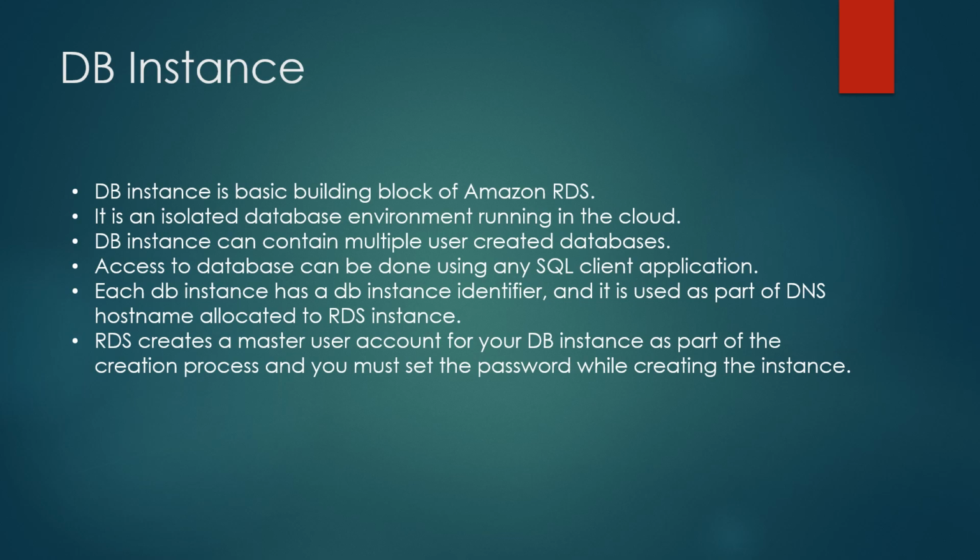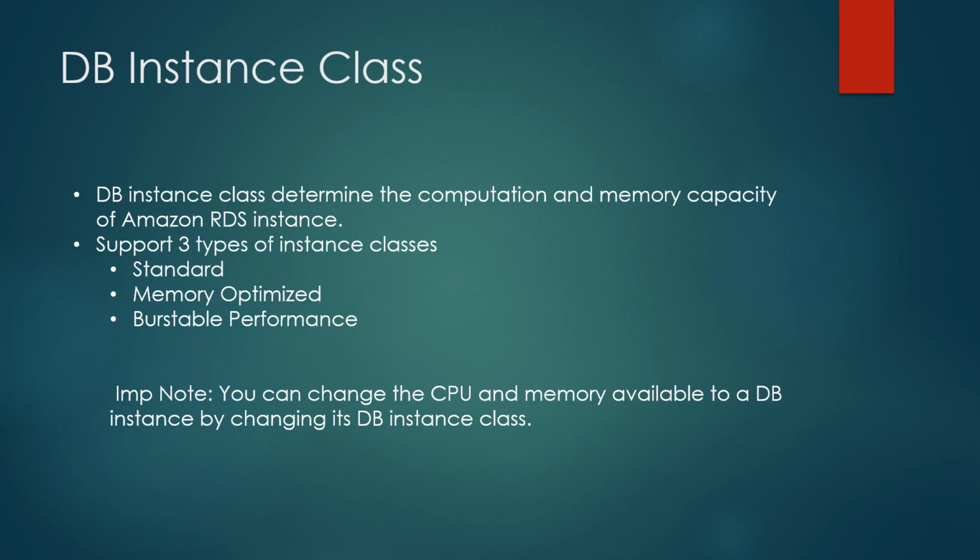When you create an RDS instance, it creates a master user account and you have to set up the password for the same while creating the instance. Or you can choose auto generate password, where AWS generates a password for you. Each DB instance has a DB instance identifier, and it will be part of the DNS host name allocated to the RDS instance. The DB instance identifier should be unique among all the instances owned by your AWS account. While creating the DB instance, you have to choose your database engine type and version and provide the master username and password.